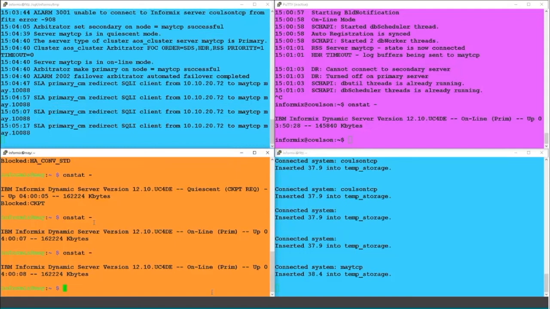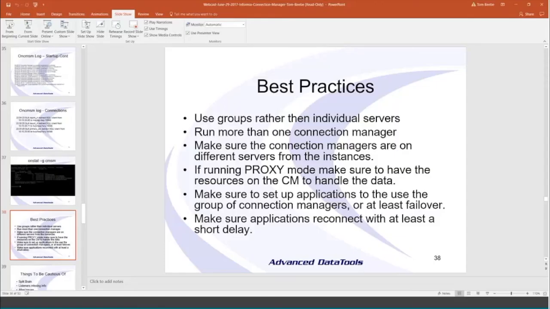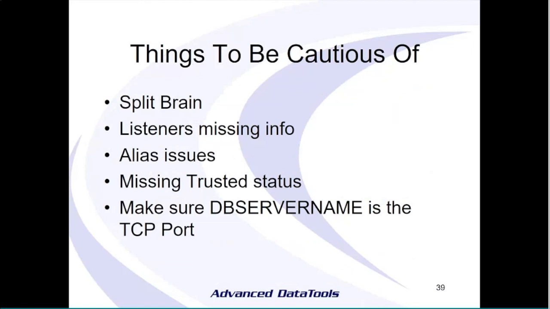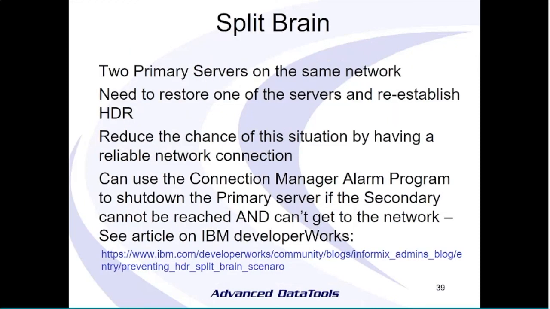So I'm going to get back into the slide deck here. Kind of go through a couple of things that I like to bring up as potential problems. The first one, and I'm going to go in detail: split brain, listeners, missing information, alias issues, trusted status, and DB server name. So split brain.